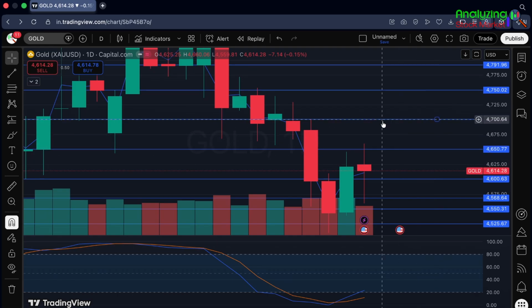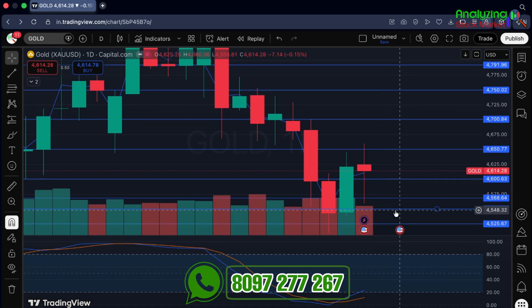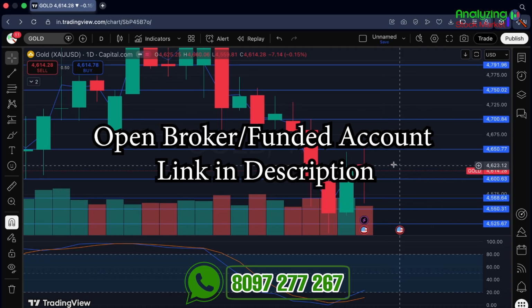Overall my expectations are a bit positive, but if you're going for any short trade, then only go for a short trade once 4600 gets breached and a 4-hour or 1-day candle gets closed below this. Then you can go for 4568, even 4550. You can easily go for these targets. Overall, my expectation is positive.